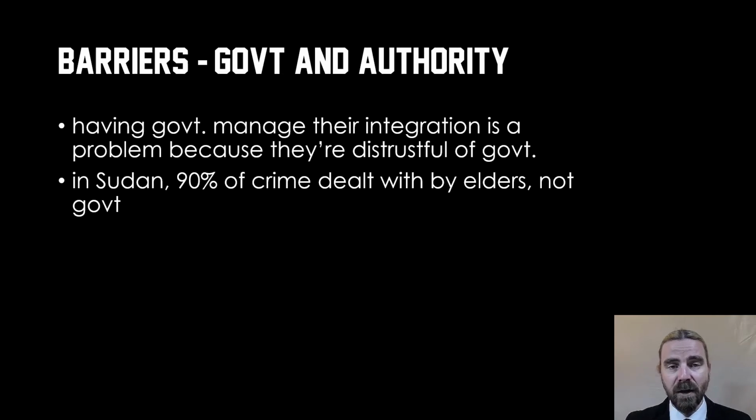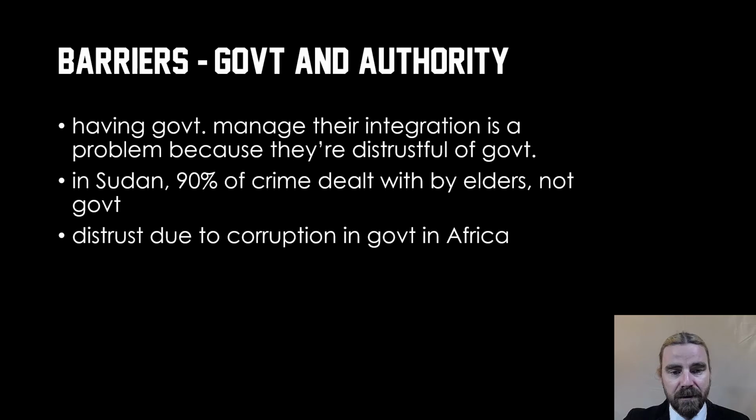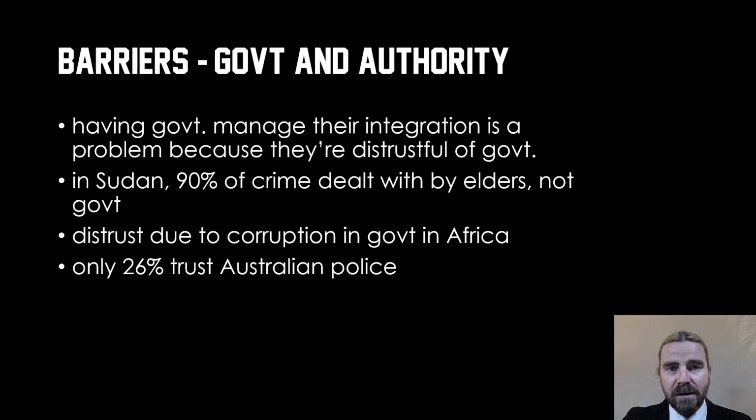Back in Sudan, 90% of crime is not dealt with by the police and the justice system, it's dealt with by tribal elders. And so when crimes are committed, they're not reported to the police, and so there's not the traditional attitudes towards police. So there's distrust of government due to corruption and memories of corruption of government in Africa. And we've found one survey that suggests that only about 26% of young Sudanese Australians trust the Australian police, which is very, very low. It's much lower than what you're going to find in the other Australian groups.